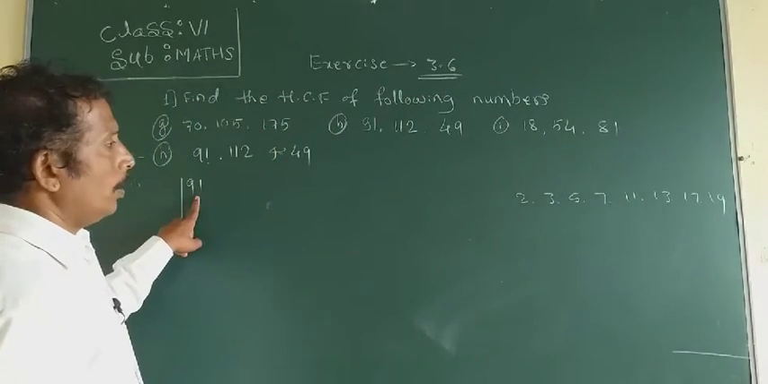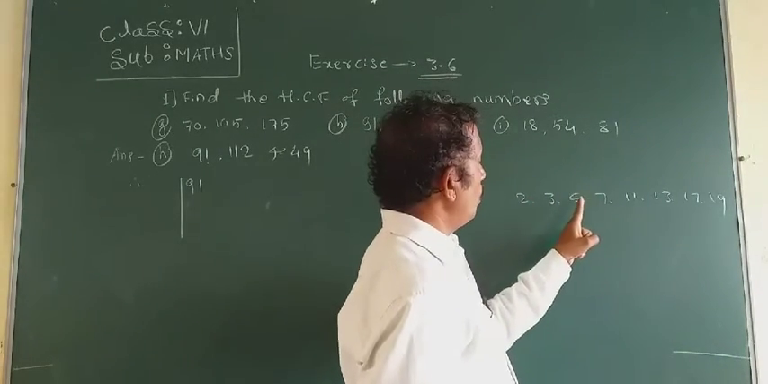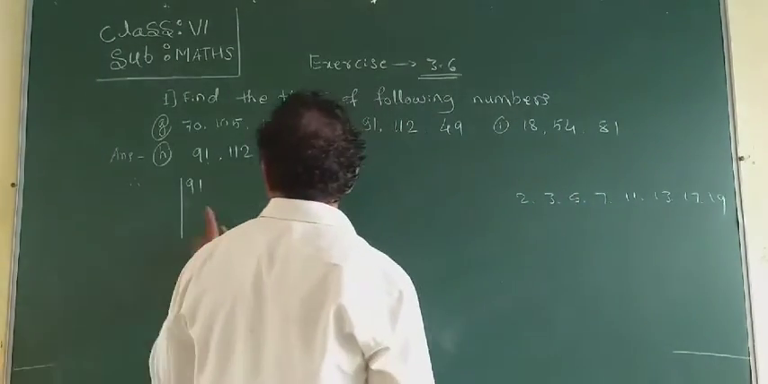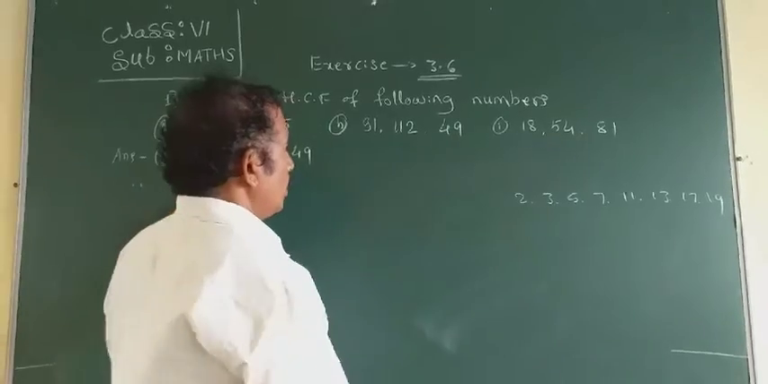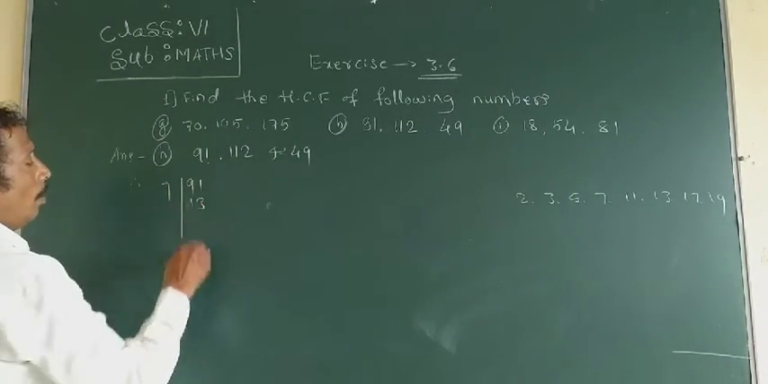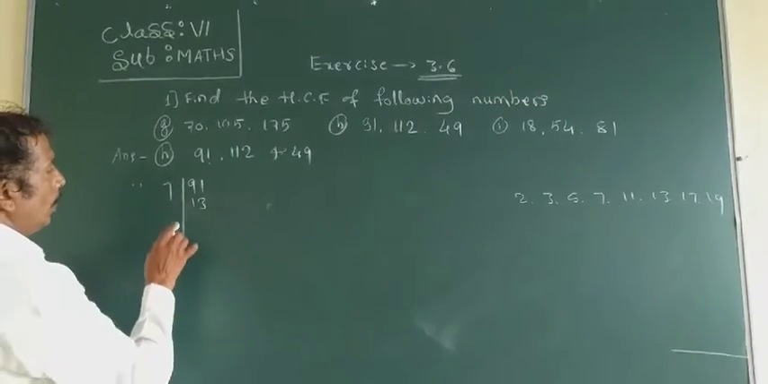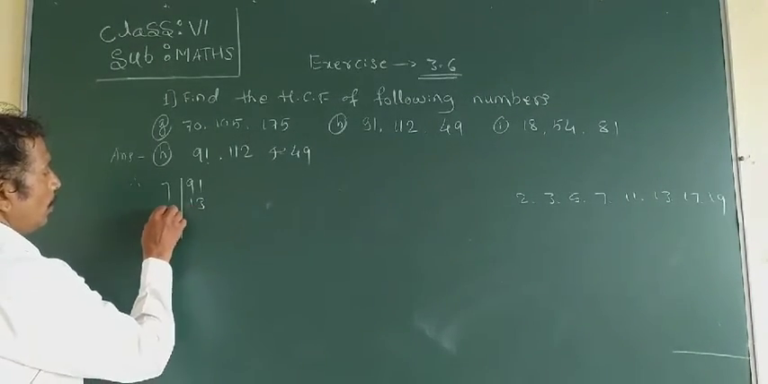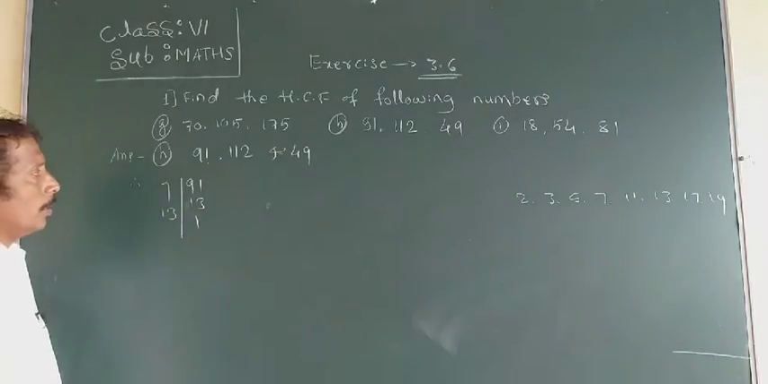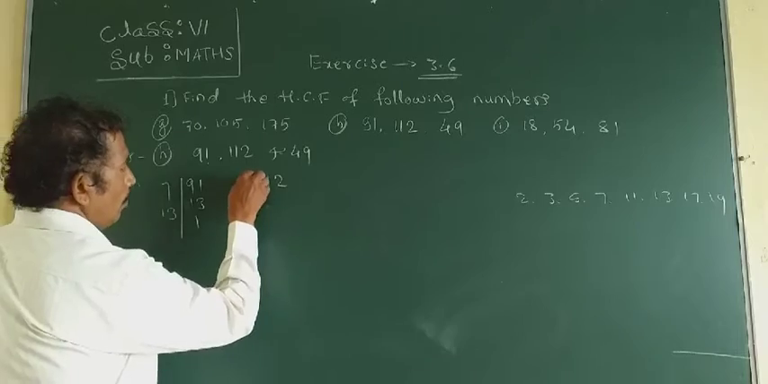Now 91 is not divisible by 2, 3, 5. Now we can divide 91 by 7. 7 13s are 91. Now 13 is divisible by 13. 13 1s are 13.